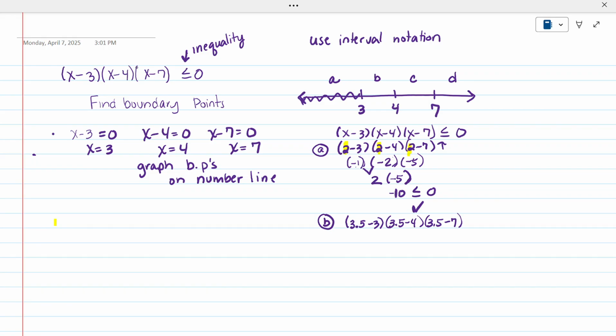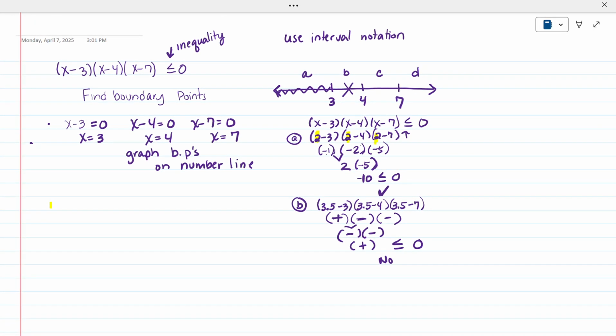So 3.5 minus 3, well, that's going to be a positive value. 3.5 minus 4, well, that's going to be a negative value. And 3.5 minus 7 is also going to be a negative. So let's go ahead and multiply a positive and a negative. What does that give us? A negative. And then we're going to multiply that by the negative that's left, and that gives us a positive. So here's our question. Is a positive number less than or equal to 0? And that answer is going to be no. So we cross out that region. That's not part of our solution.